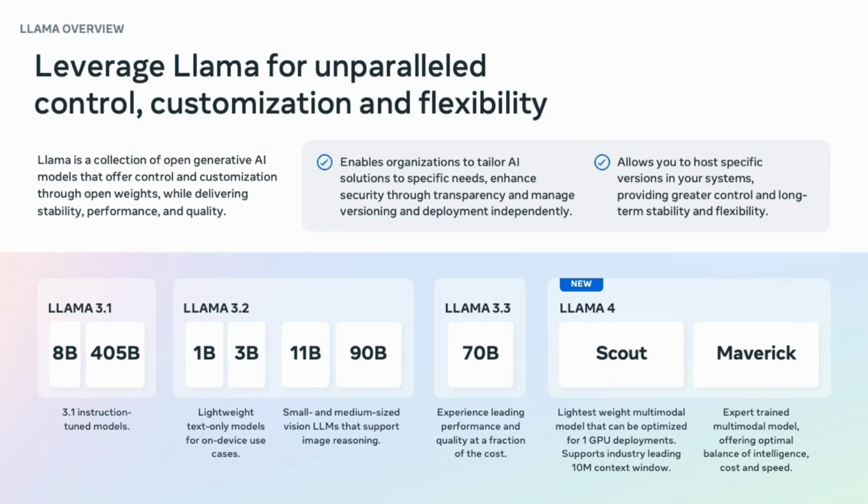The Llama 3.3 7B model offers similar performance to Llama 3.1 405B model, allowing developers to achieve greater quality and performance in the text-based applications at a fraction of the cost. Next, let's delve deeper into the more recent Llama 4 models, Scout and Maverick.